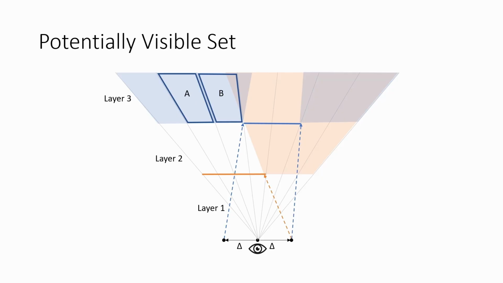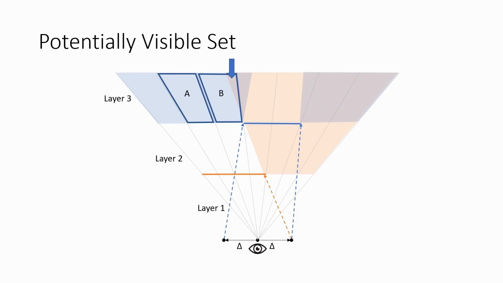The tile B in layer 3 is disoccluded by both layer 1 and layer 2. It is therefore added to the potentially visible set. We compute all disocclusions from all layers in parallel without any need for synchronization. Finally, disocclusions are gathered for each tile in parallel to determine inclusion in the potentially visible set.